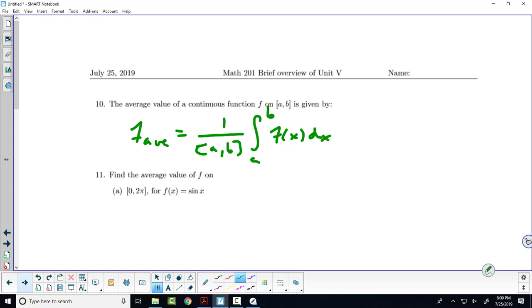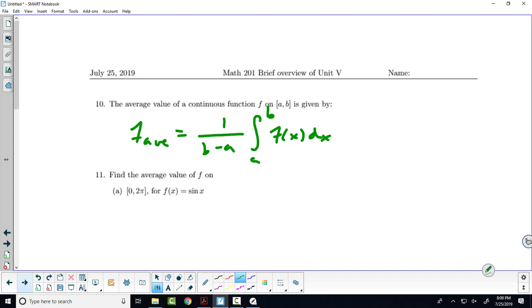Oops, I don't know why I wrote that. Sorry, that's nonsense. I'm getting tired. I should have written b minus a, the length. Sorry, that was nonsense. It did help us conceptually see, though.